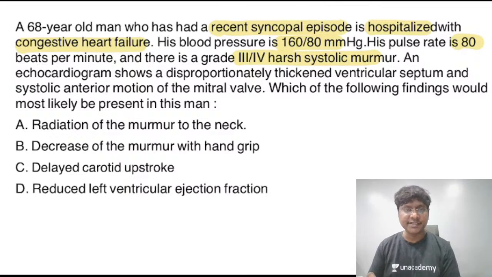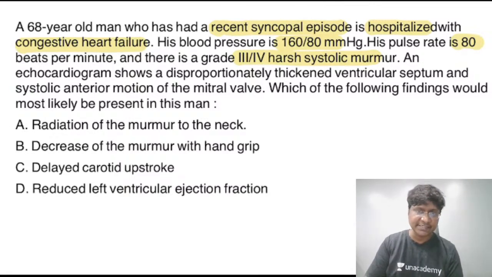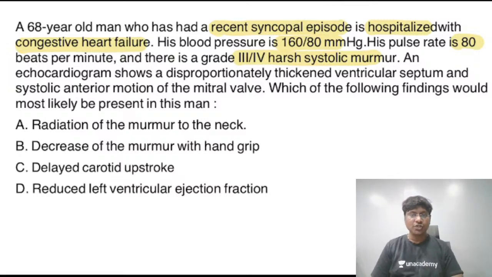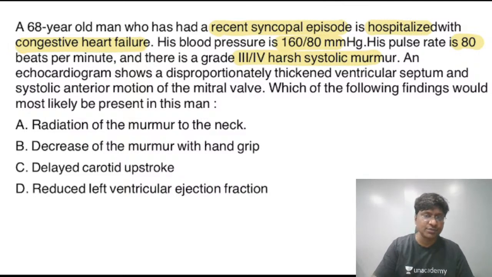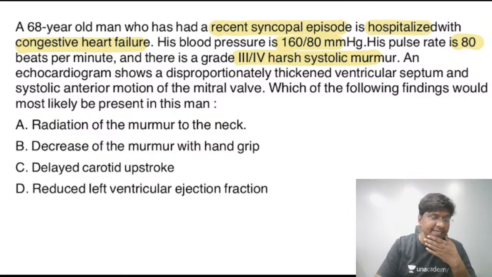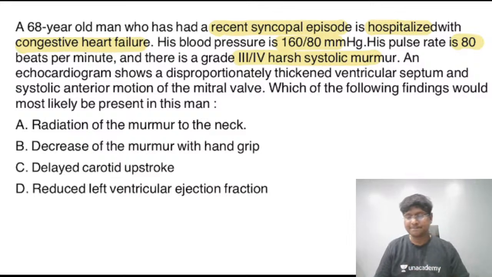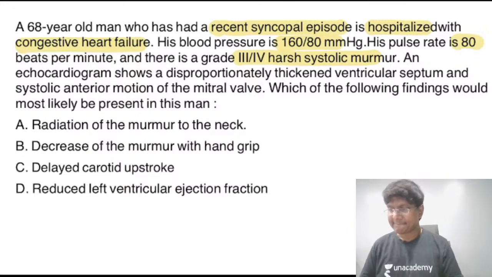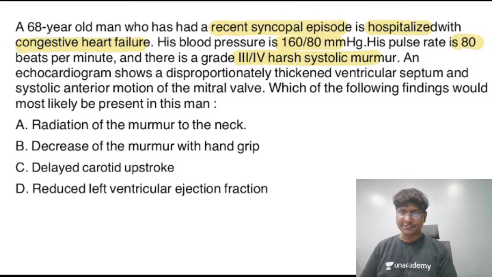Which of the following findings would most likely be present in this man? The options are radiation of the murmur to the neck, decrease of the murmur with hand grip, delayed carotid upstroke, reduced left ventricular ejection fraction. First of all, tell me, what is the diagnosis of this patient?